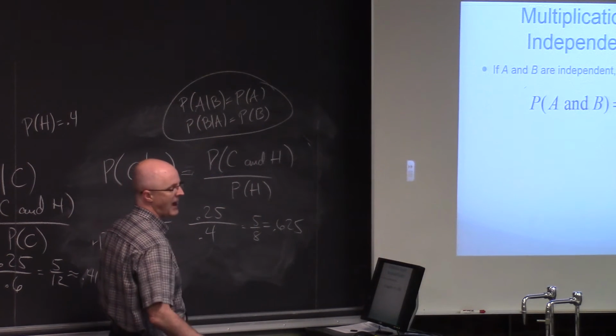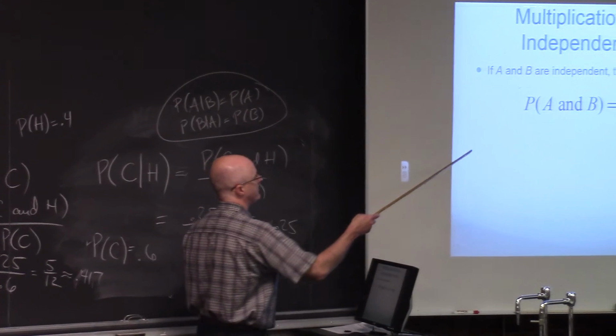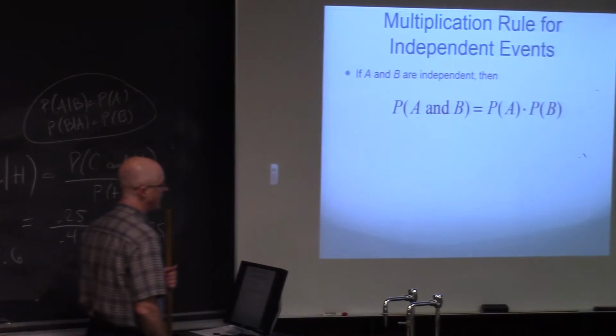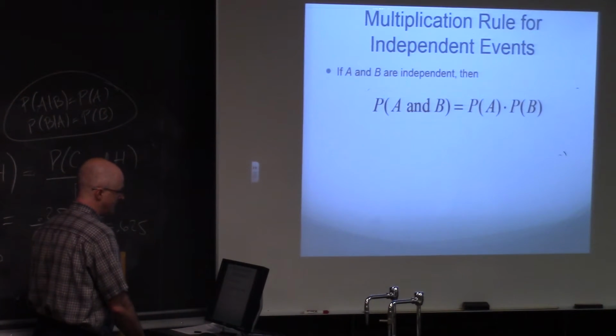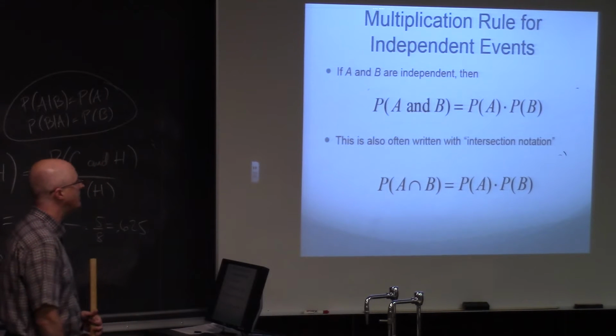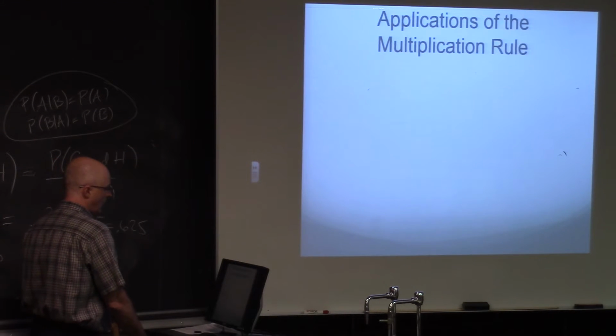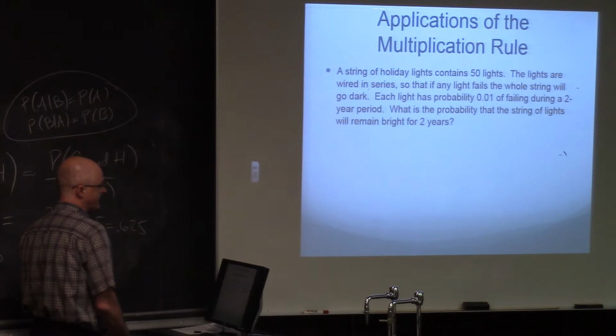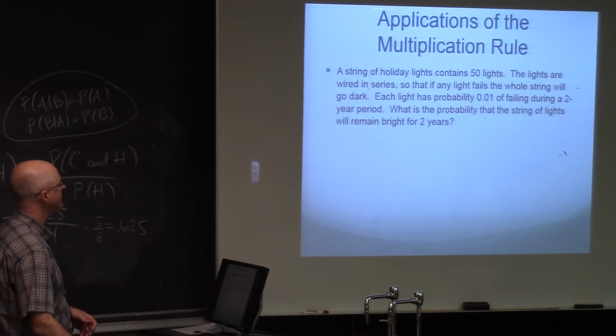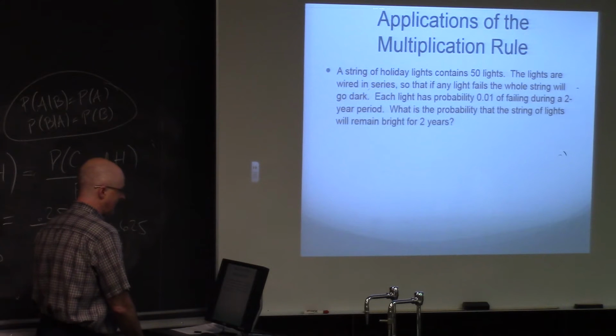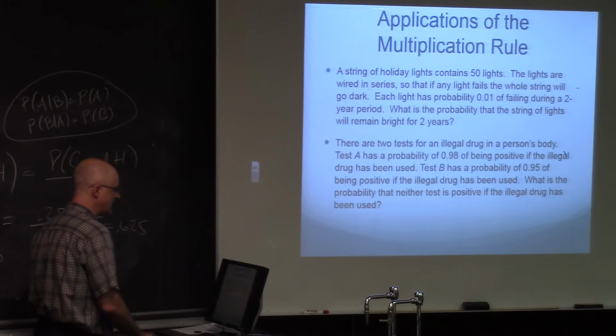And I said that when A and B are independent and you want to find the probability of both of them, you multiply the individual probabilities. You can use intersection notation there as well, but again, you don't have to know that. We used independence for this problem very quickly last time, as well as the complement rule. Let's do a new example today.